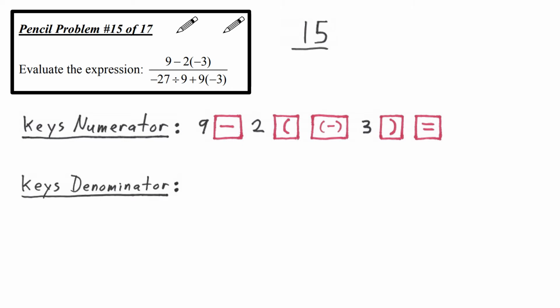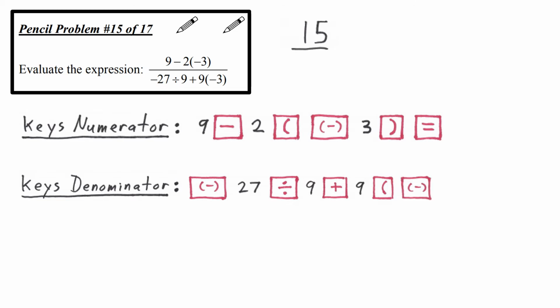Now for the denominator. Type negative 27 divided by 9 plus 9, open parentheses, negative 3, close parentheses, and hit equals. And that gives you negative 30. So we write that on the bottom. Now we need to simplify.